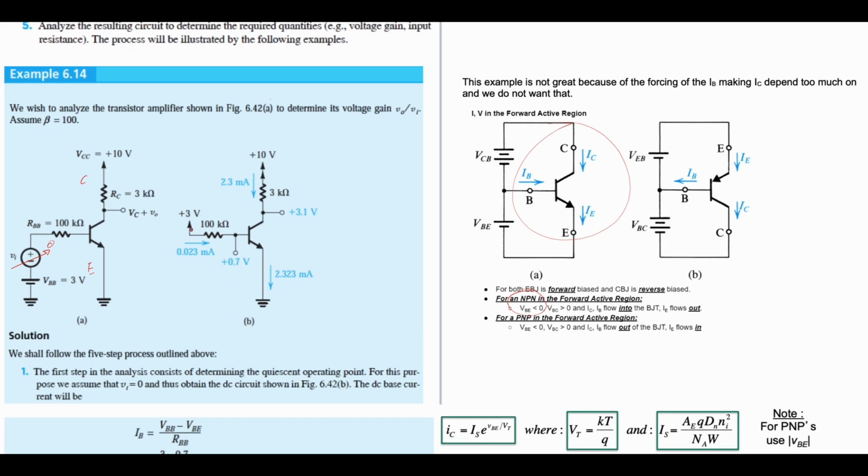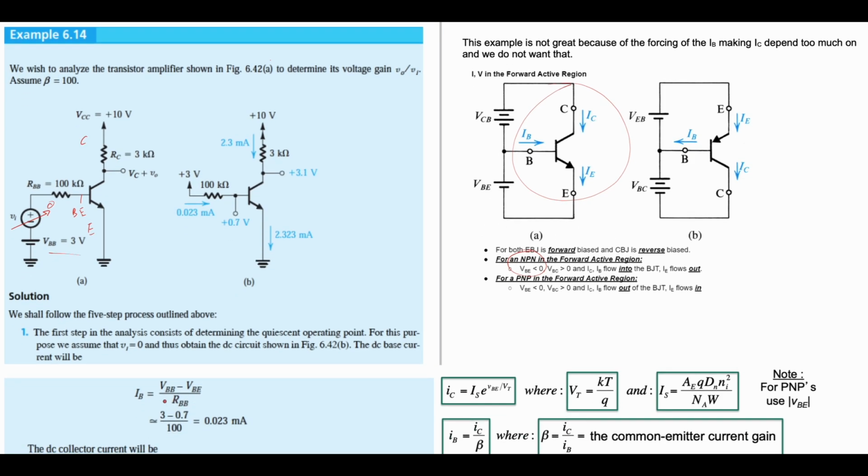So our IB is going to be the current that flows over here. Well, IB, if we use Ohm's law, is going to be the voltage of the source, which is our VBB, minus the voltage of our base emitter, which would be right here. And that's going to be 0.7. VBE is always 0.7, and that's in the notes. We've also covered this previously. That's what we're going to be using.